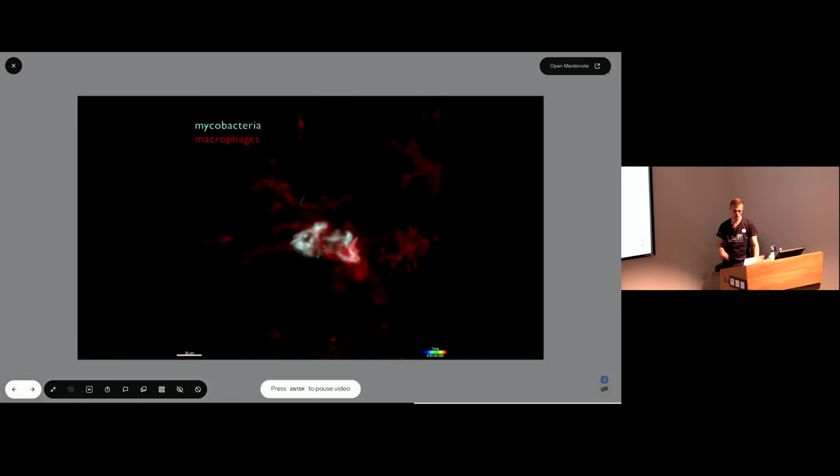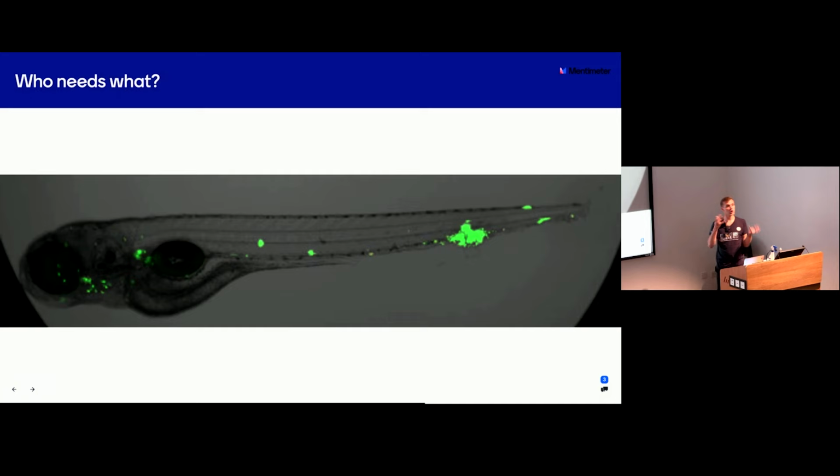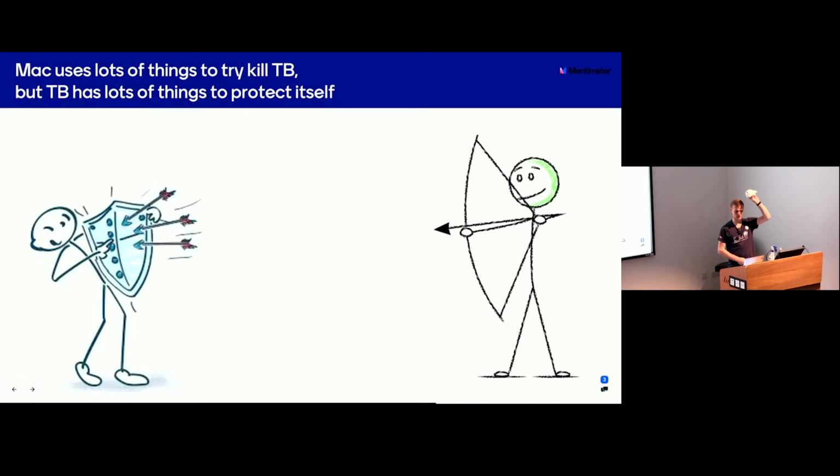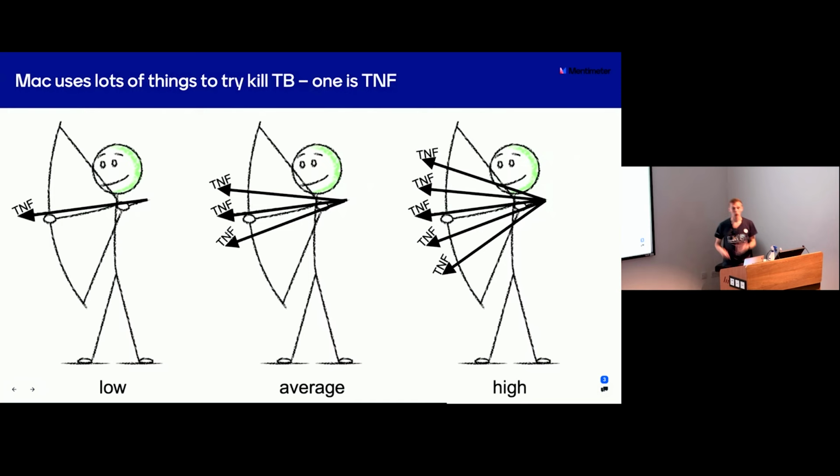And so what we can do with the fish is ask who needs what. What does Mac need to be able to kill TB? And what does TB need to protect himself against Mac? Mac has lots of things to try and kill TB, and TB has lots of things to try and protect himself. And one of these things that Mac uses to kill TB is this protein called TNF. Different people make different amounts of this protein. Some people make a low amount, so there's only one TNF arrow. Some people make an average amount, so there's three TNF arrows. And then some people make a high amount, so there's five TNF arrows.